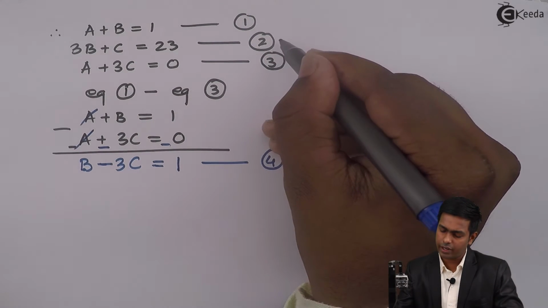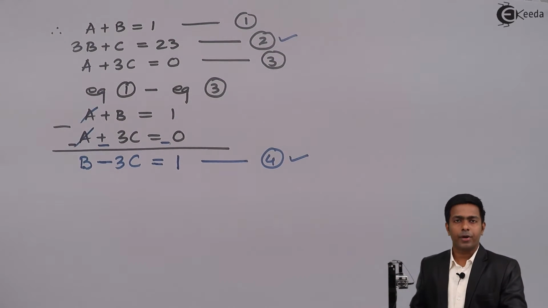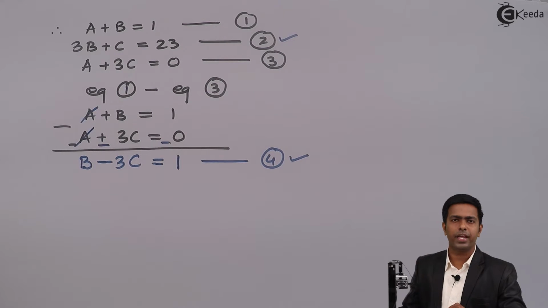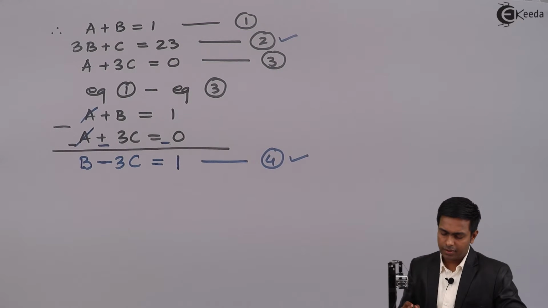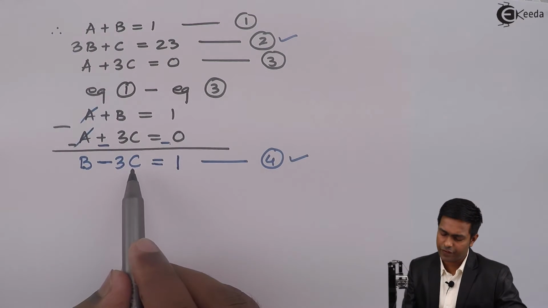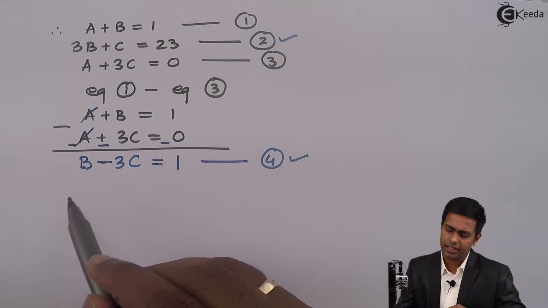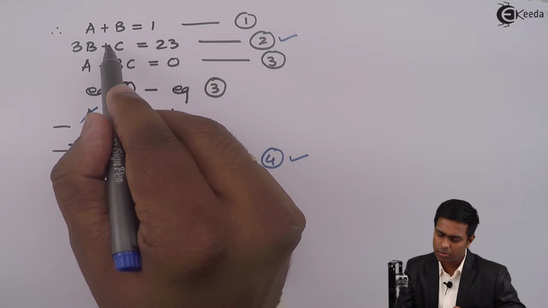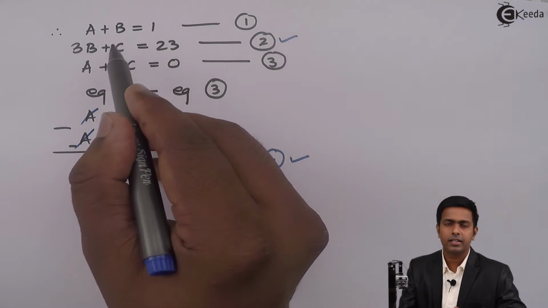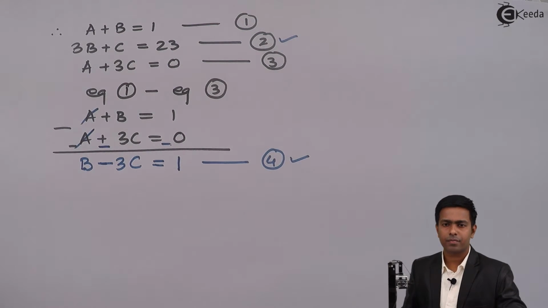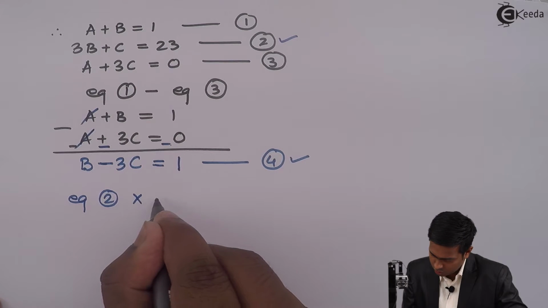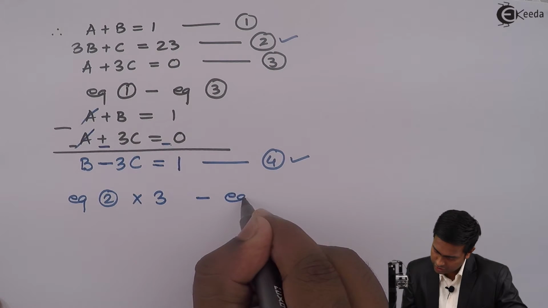So now we are going to use equation number 2 and 4 because these two equations are in terms of b and c. So by solving this we can get values of b and c. For that, if you observe carefully, the coefficient of c is 1 here and here the coefficient of c is minus 3. So we'll multiply equation number 2 by 3 so that this will become 3c, and then we can add equation number 2 and equation number 4 to eliminate the c term, and we can get the value of b. So here we'll perform equation number 2 into 3, plus equation number 4.